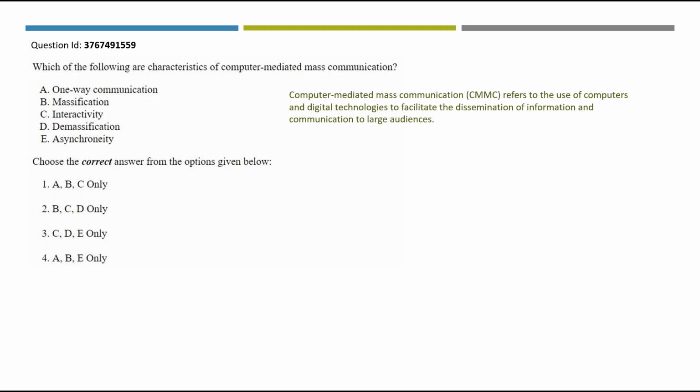Computer mediated mass communication refers to the use of computers and digital technologies to facilitate the dissemination of information and communication to large audiences. What is dissemination? It is spreading of information, we can say. One-way communication. When you get into digital technology, there is no one-way communication. Whatever you communicate, you will have a feedback. Computer mediated mass communication can never be one-way communication. A can be ruled out.